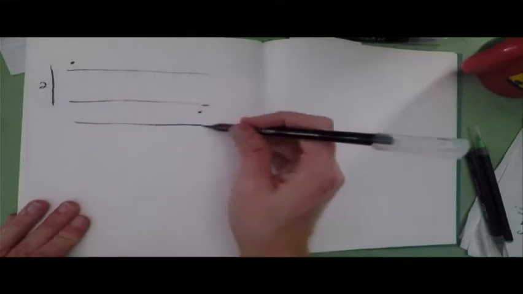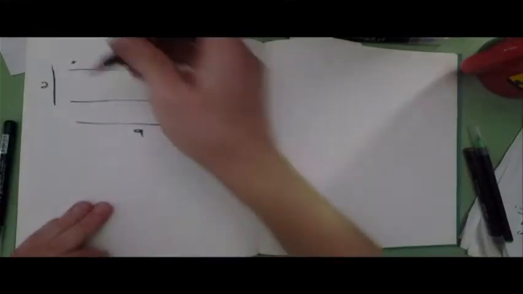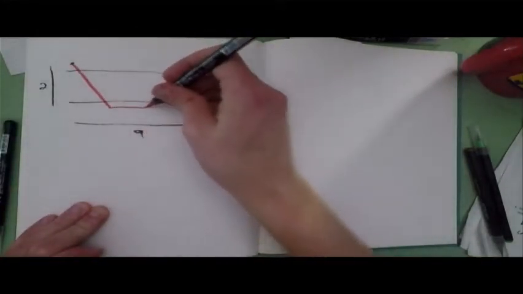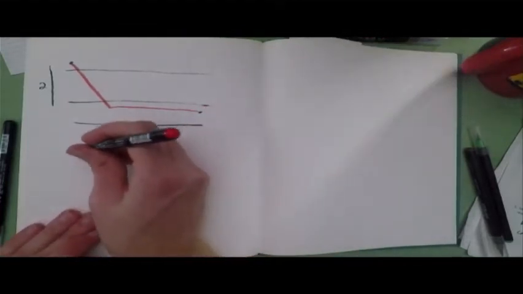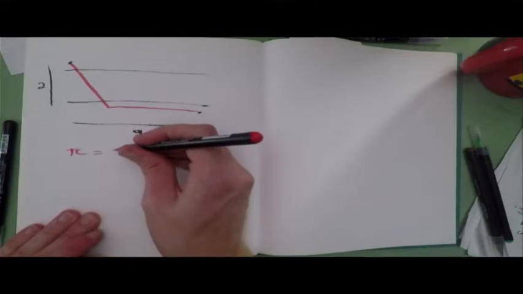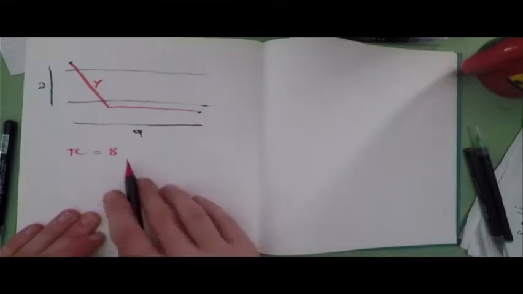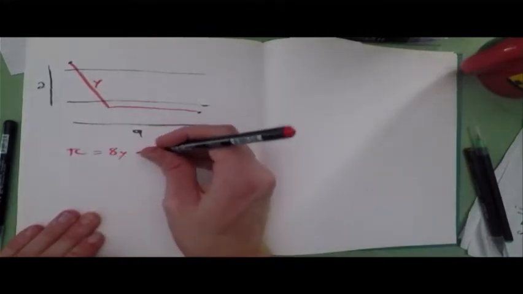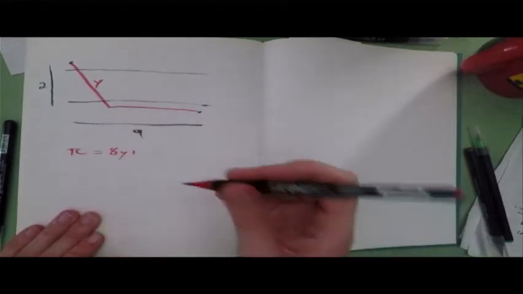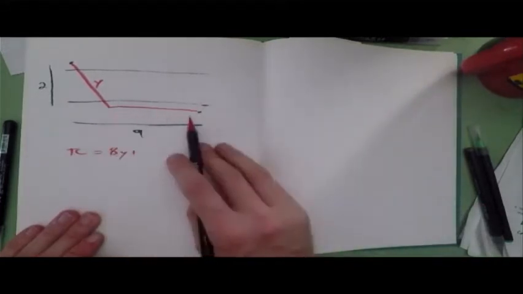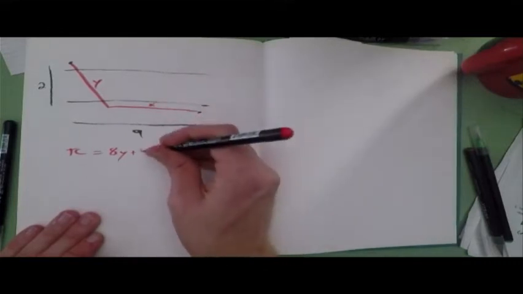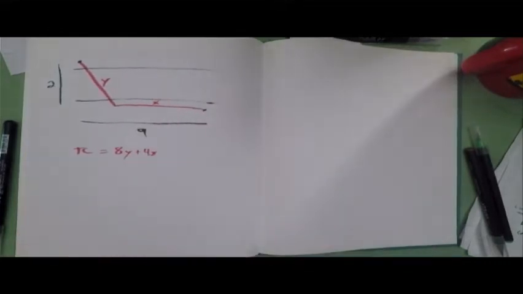We've got to cross a 2-mile wide river, and we've got to go 9 miles downstream, laying pipe along the way, with this cost function that tells us we're going to spend $8 for every length of pipe going across the river. We'll call that y. So 8 times y plus $4 for every length unit going downstream. We'll call that x.